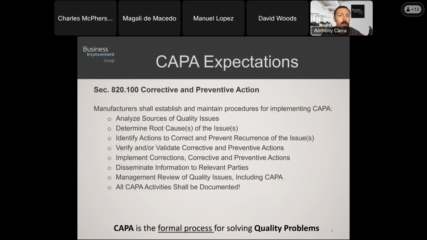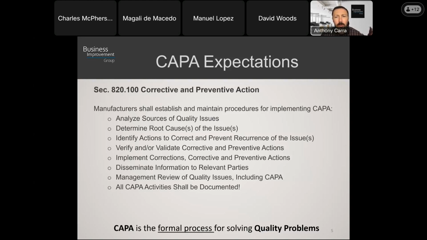And then, of course, all CAPA activities shall be documented. As we often say in our quality circles, if it's not documented, it didn't happen, right? So we want to make sure there's appropriate documentation. In the end, there are a lot of expectations and things of that nature.